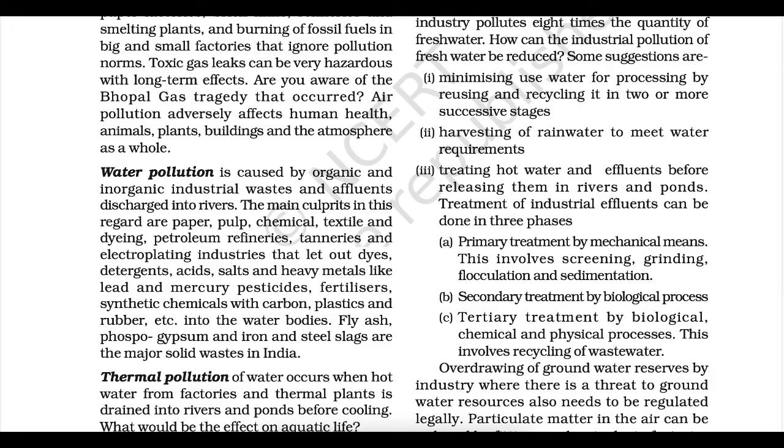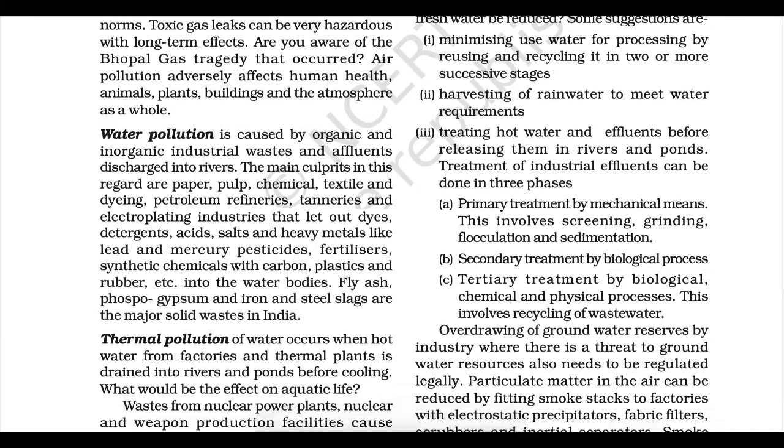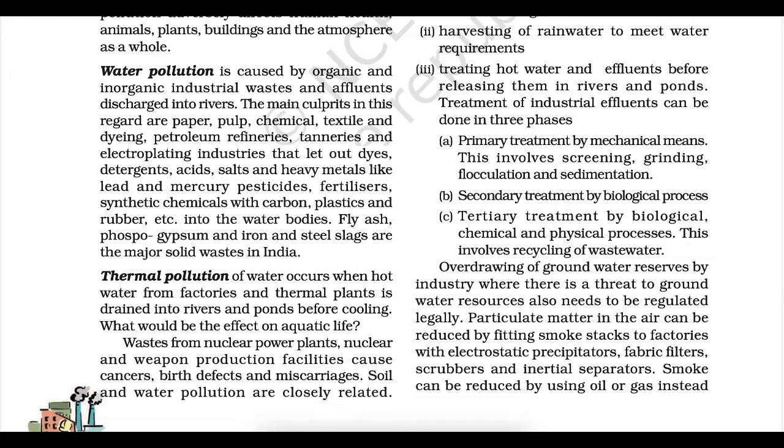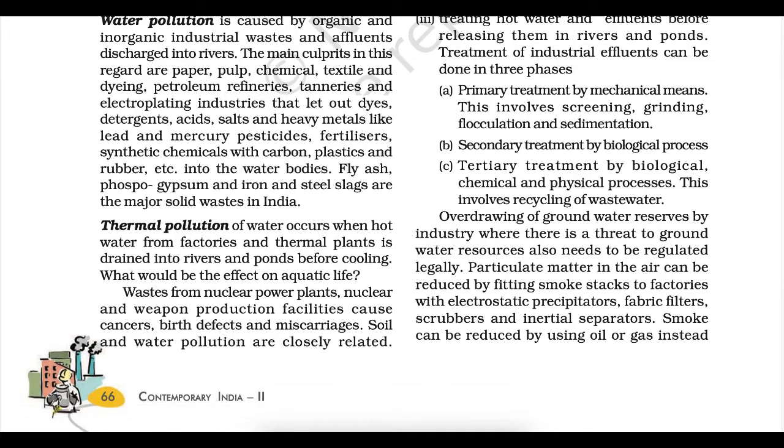The main culprits in this regard are paper pulp, chemical, textile, and dyeing, petroleum refineries, tanneries, and electroplating industries that let out dyes, detergents, acids, salts, and heavy metals like lead and mercury, pesticides, fertilizers, synthetic chemicals with carbon, plastics, and rubber, etc., into the water bodies. Fly ash, phosphor, gypsum, and iron and steel slags are the major solid waste in India.